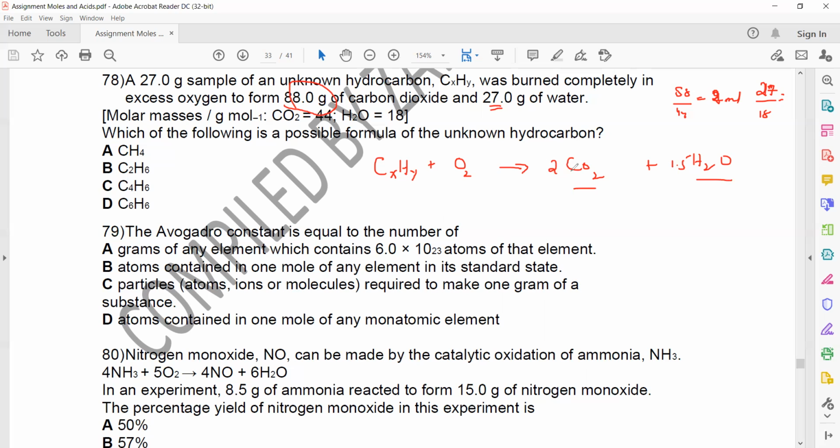So what could be the possible answer here? This compound contains two carbon atoms and might contain 1.5 times 2, that is 3, hydrogen atoms. So C2H3. But you can clearly see there is no option with a formula of C2H3. So what could be the other possibility?